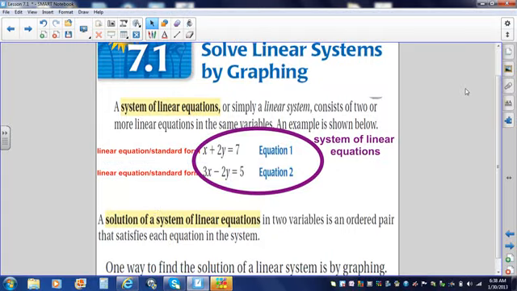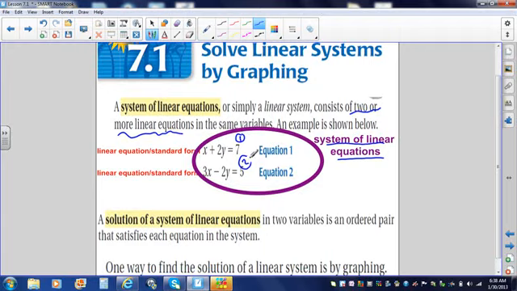So what do you need to know? You need to know that when you have two or more linear equations, that is called a system of linear equations. So here we have two linear equations. Two or more linear equations is known as a system of linear equations.